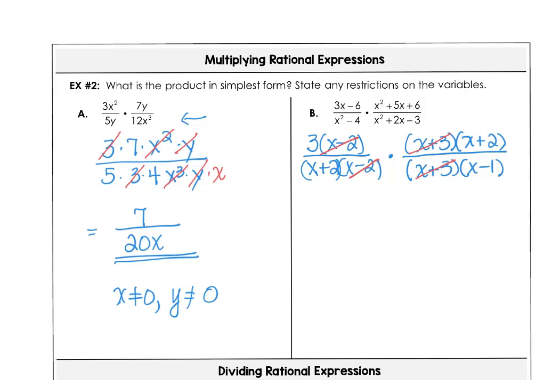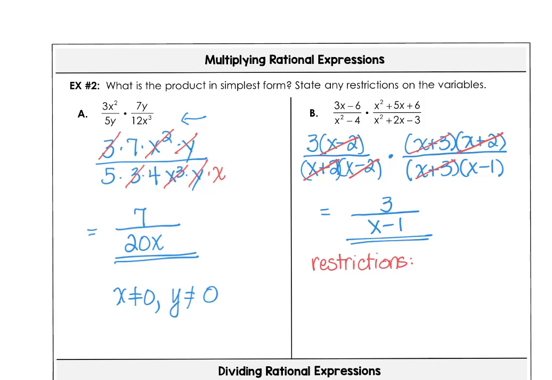And then we can also remove this x plus 2 in the first fraction from the x plus 2 in the second fraction, which simplifies down to 3 in the numerator and x minus 1 in the denominator. So there's our simplified term. But we've got to consider all of the situations that give the original expression 0.